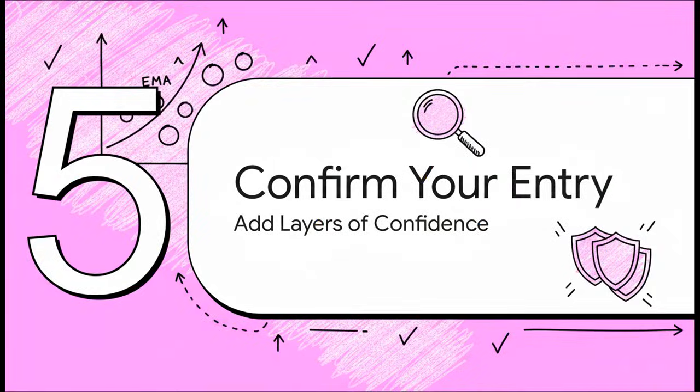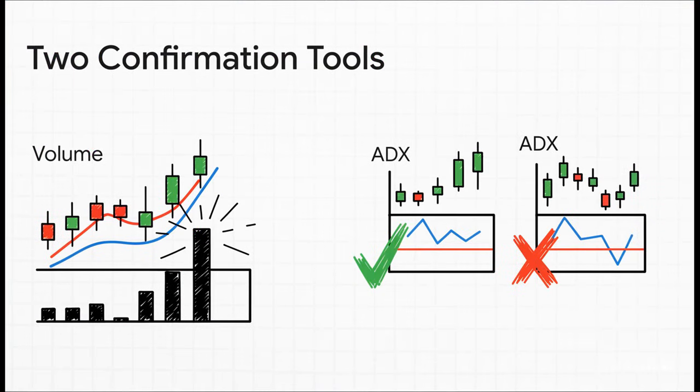Okay, so you see the pullback. It looks good, but how do you know it's a great setup and not a fake out? Well, pros use confirmation tools. They help filter out the weak setups so you can focus only on the trades with the highest chance of working out. Here are two really powerful ones. First, look at volume. When you see a bounce off an EMA and you also see a big spike in volume, that's the big money, the institutions saying, yep, we're buying here.